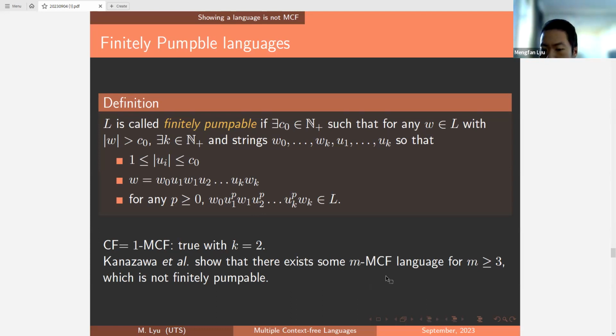Kanazawa has shown that for m greater than 3, we can always find some multiple context-free language which cannot be finitely pumped, which means that we cannot carry on the old pattern of the pumping lemma to figure out a generalized pumping lemma for multiple context-free languages. And then there are several different ways to solve this problem.